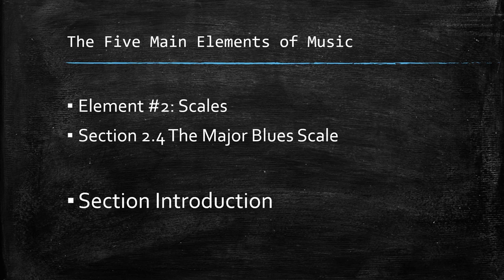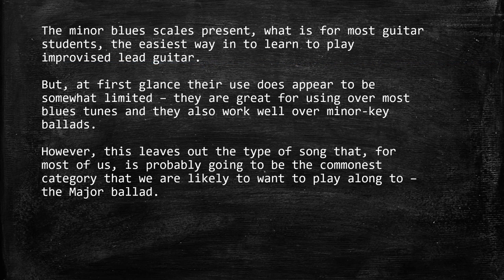Section Introduction. The minor blues scales present what is for most guitar students the easiest way in to learn to play improvised lead guitar. But at first glance their use does appear to be somewhat limited. They're great for using over most blues tunes, and they also work well over minor key ballads. However, this leaves out the type of song that for most of us is probably going to be the commonest category that we're likely to want to play along to, the major ballad.